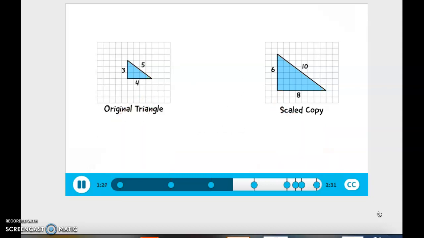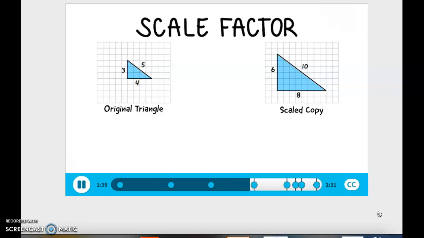However, the segments in a scaled copy can change. The segments in a scaled copy are always a certain number of times as long as the corresponding segments in the original figure. We call that number the scale factor. What's the scale factor here?